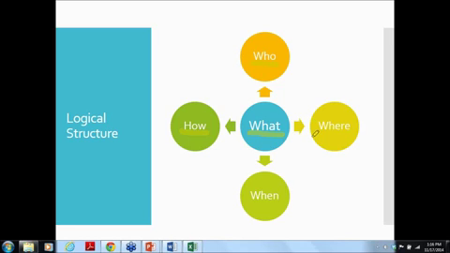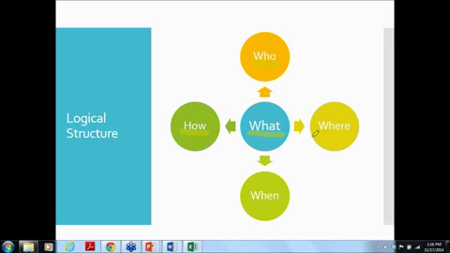A survey, every research study has what we sometimes refer to as the logical structure. And really the logical structure just kind of refers to the 5 elements of the study, okay? And so they're represented by this little figure here. So in the middle is what we call the what, okay?